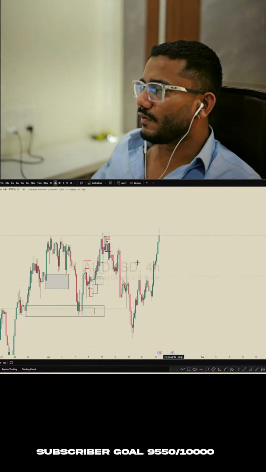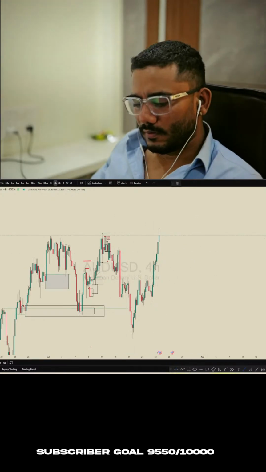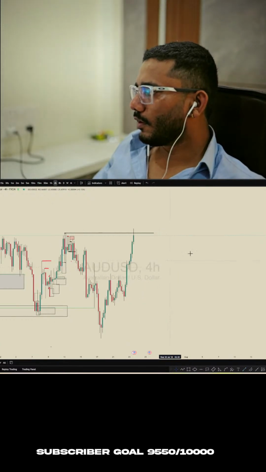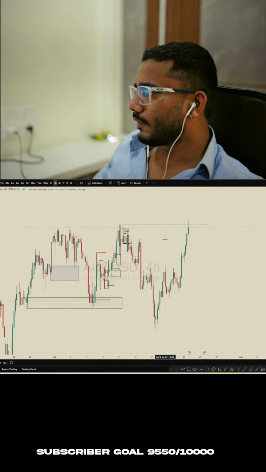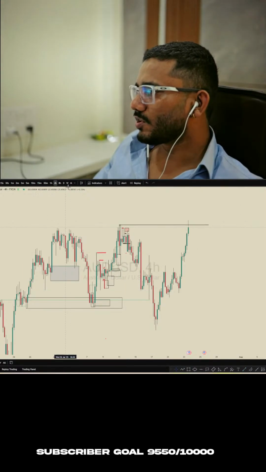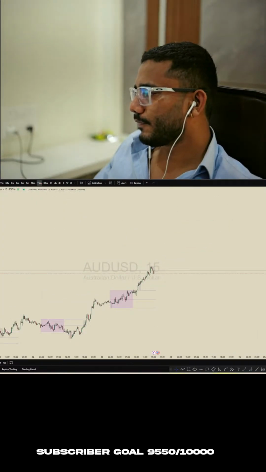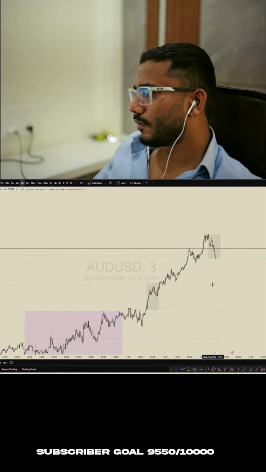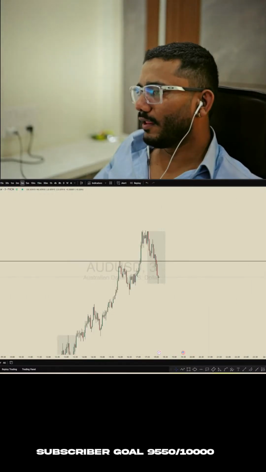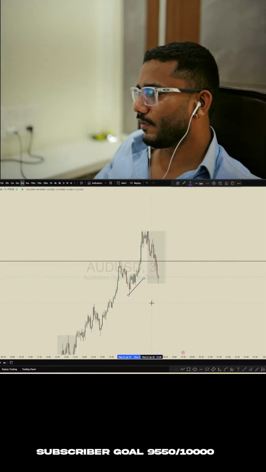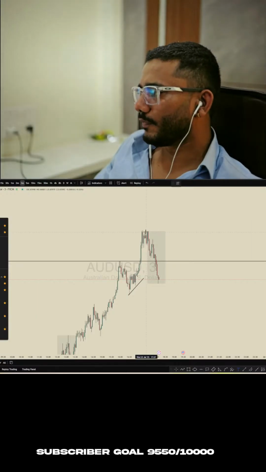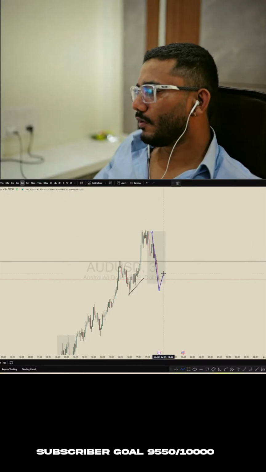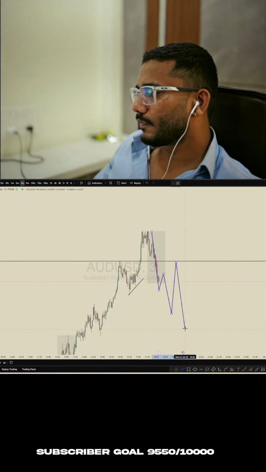On AUD USD, we can say price broke the structure to the upside here. If on 20 minutes it sweeps and closes below the structure, then we can expect a pullback. Here we can see on 50 minutes and 5 minutes, the structure has already been mitigated, so we can expect a pullback to the downside. And from here, we can expect a sell side setup.